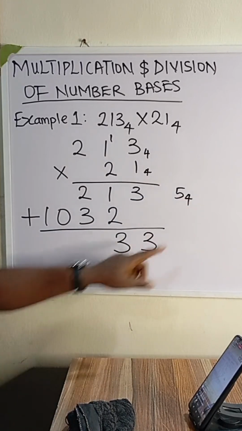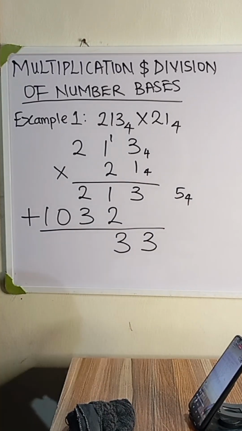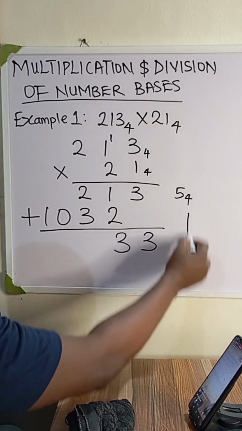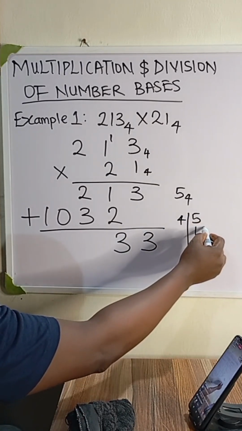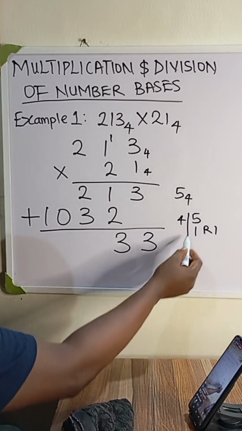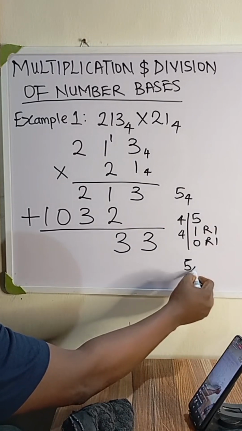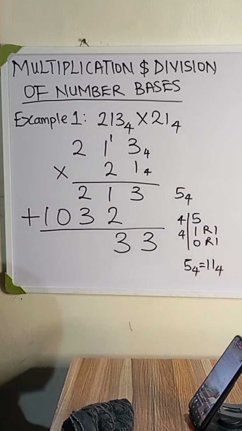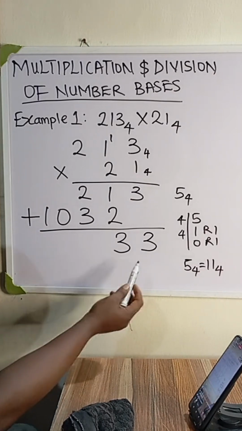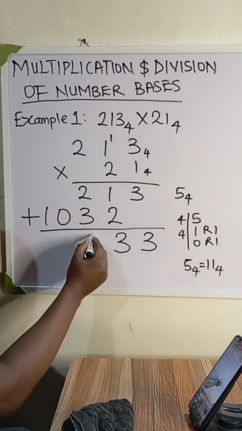So who can tell us, instead of 5, what do we have to replace it with? 1 remainder 1. Okay, let's confirm. 5 divided by 4 gives us 1, remainder 1. 1 divided by 4 gives us 0, remainder 1. So that means 5 is equal to 11 base 4. So instead of having 5, we have 11, so we're going to write 1 and bring 1 here.